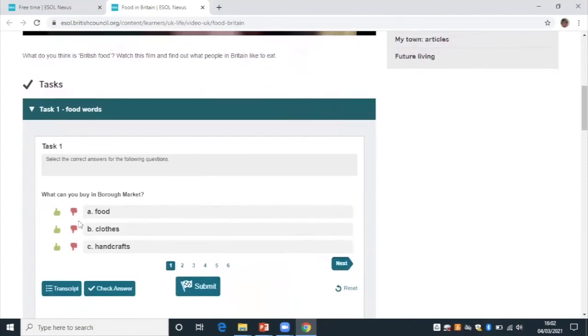Okay, so what can you buy in Borough Market? If you're at home, you could simply shout it out if you're with someone, and I'm going to go through it with you. Okay, so based on that video, what could you actually buy?